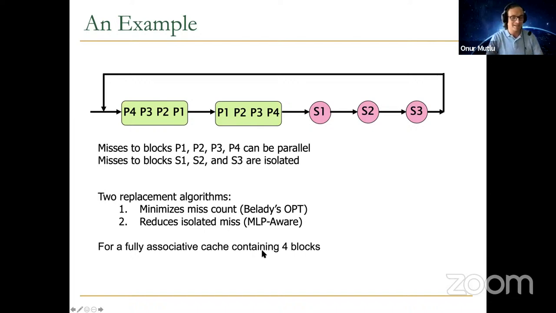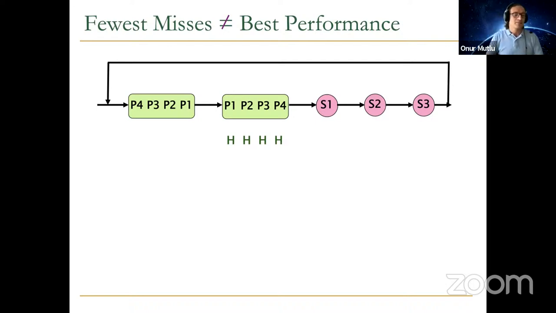This is a toy example again. You can house only four blocks in a cache. Now let's take a look. Basically, let's assume that in the steady state, this is a loop. You're accessing P4, P3, P2, P1, and then P1, P2, P3, P4, and then S1, S2, S3. And you keep doing this repeatedly in a circular reference pattern. So let's take a look at Belady's optimal replacement. And we're going to look at the hit-miss pattern of different cache block accesses.